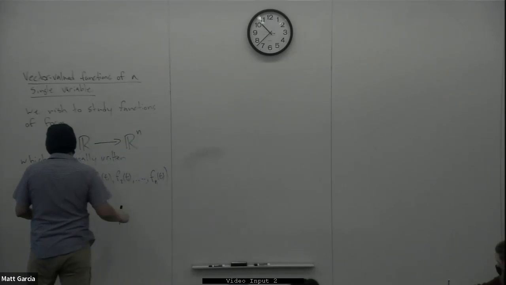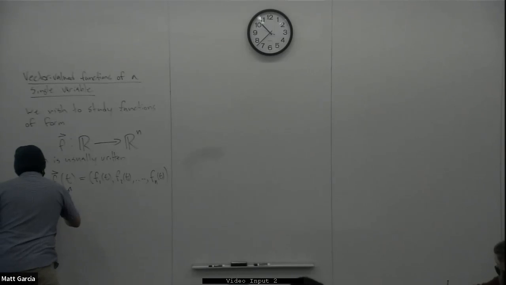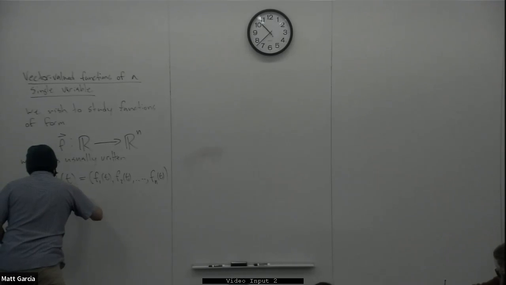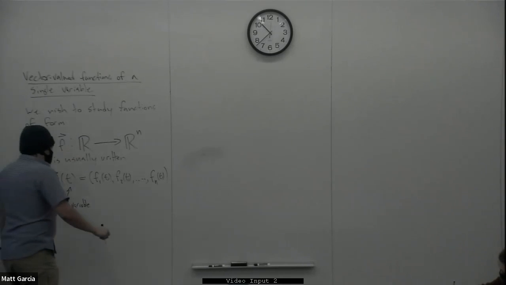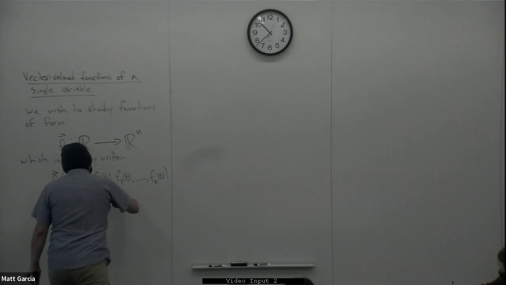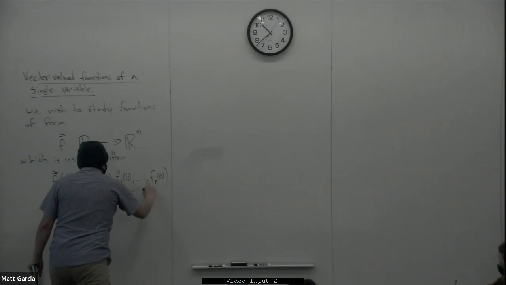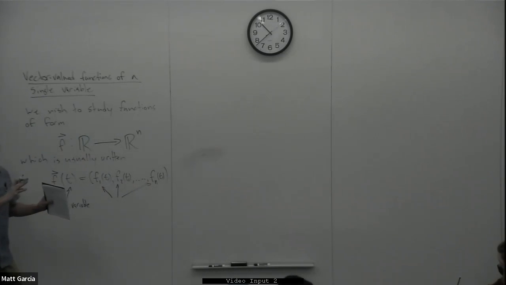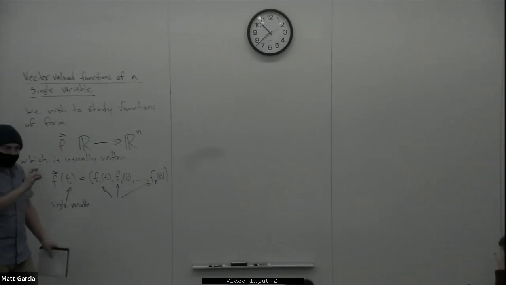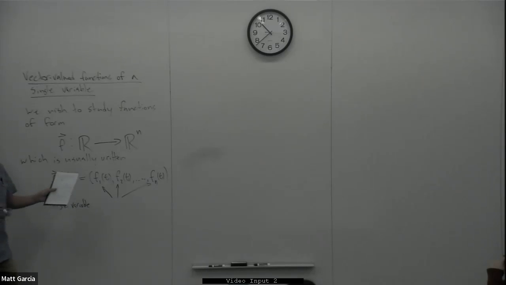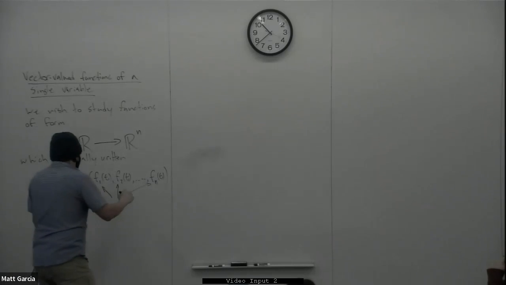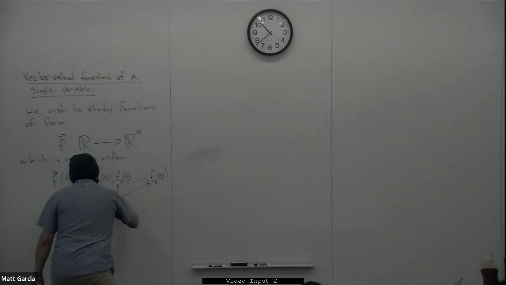Okay, so here's our single variable t, right? We have one input slot for one real number, and then we evaluate that on n different functions which have output a single real number, and we organize all the outputs of those n functions into a vector. Okay, so we call these component functions.